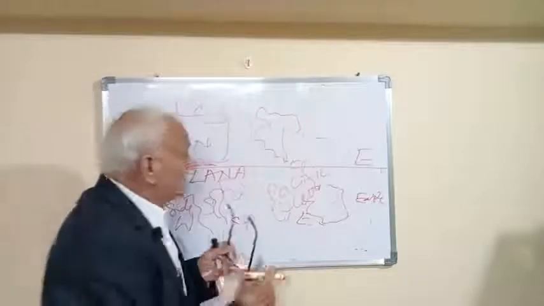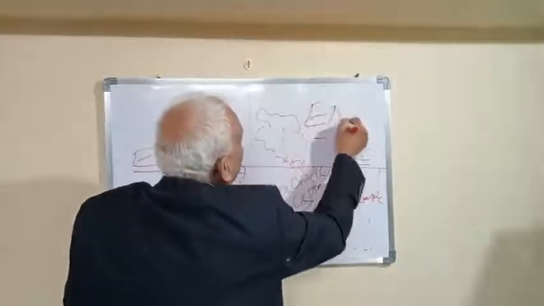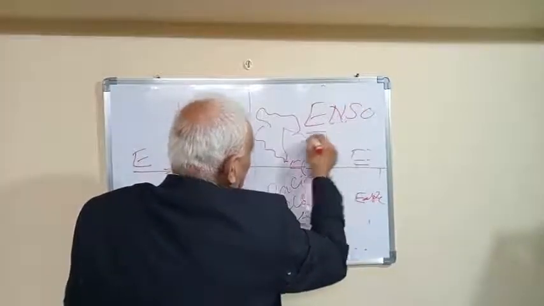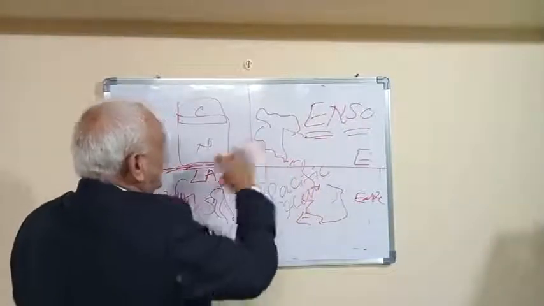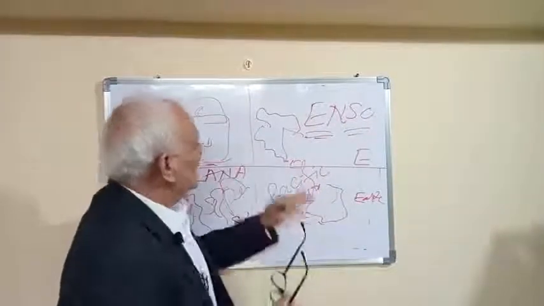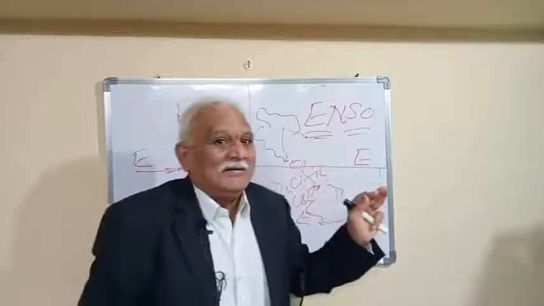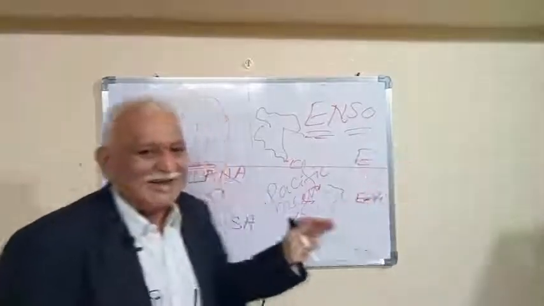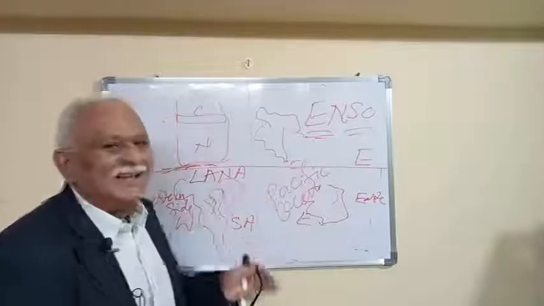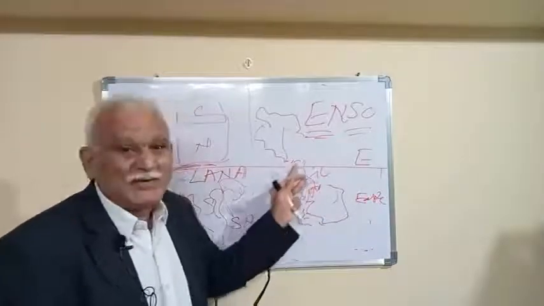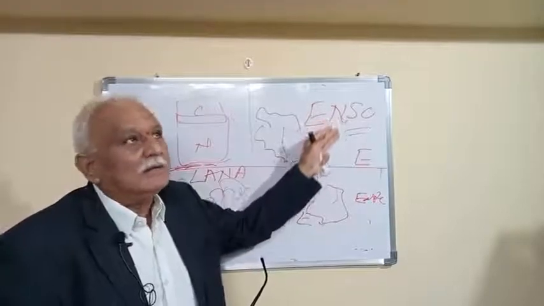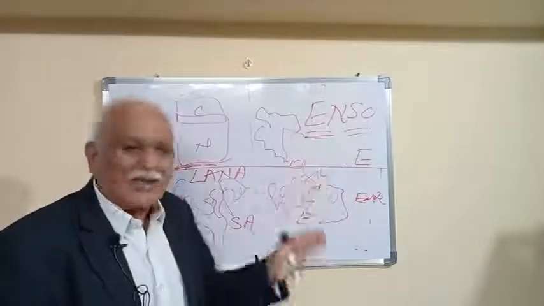What is ENSO? ENSO is El Nino Southern Oscillation. Southern Oscillation means El Nino and La Nina. El Nino is a warm phase of the climatic pattern. La Nina is a cool climatic pattern near the equatorial region, between Capricorn and Cancer, okay?